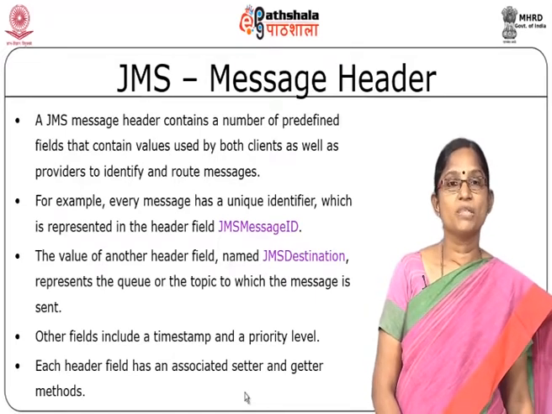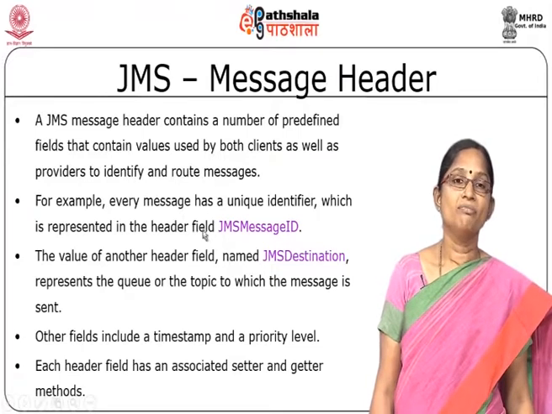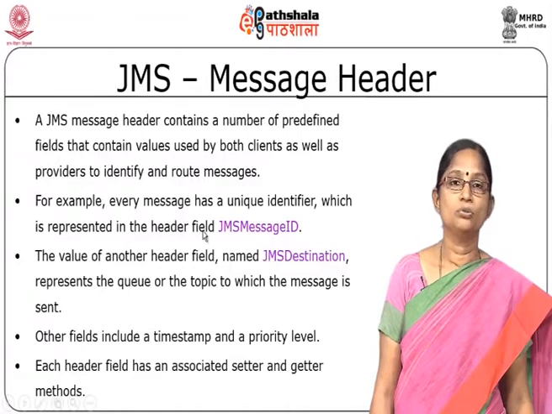So, a JMS message header consists of a number of predefined fields, and every field is going to contain some value. This is used by both clients as well as the providers. For example, we can see that every message is going to have a unique identifier. This unique identifier is represented in the header field JMS message ID.